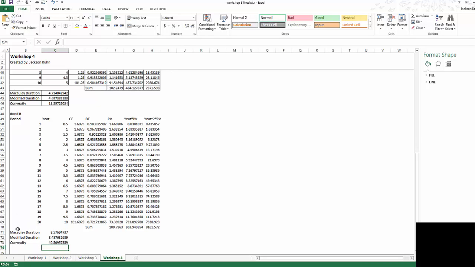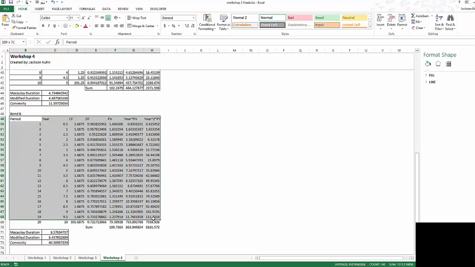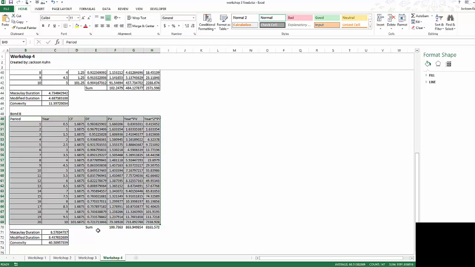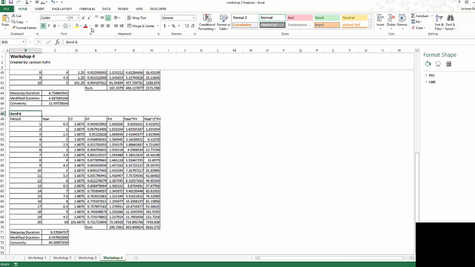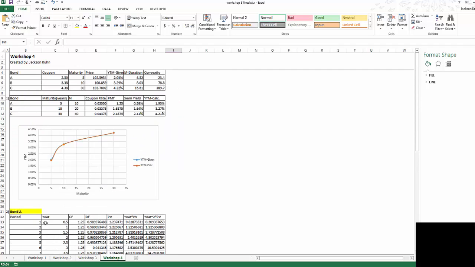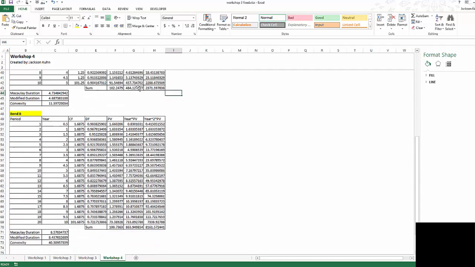Now we can add borders to this again. This will be Alt HBA. Alt HBA. And this is bond B. So you're just going to want to repeat that process for bond C, and then you're going to want to discuss why your convexity and duration are different from the duration that we were given in our instruction sheet.